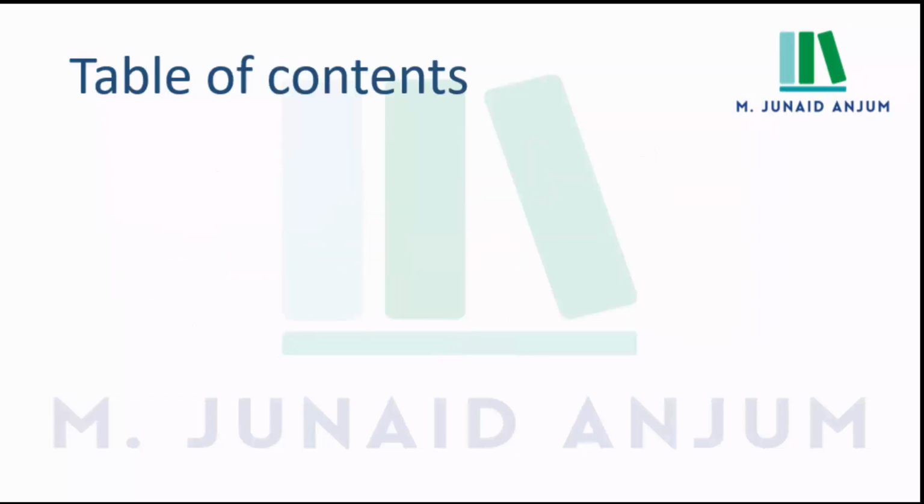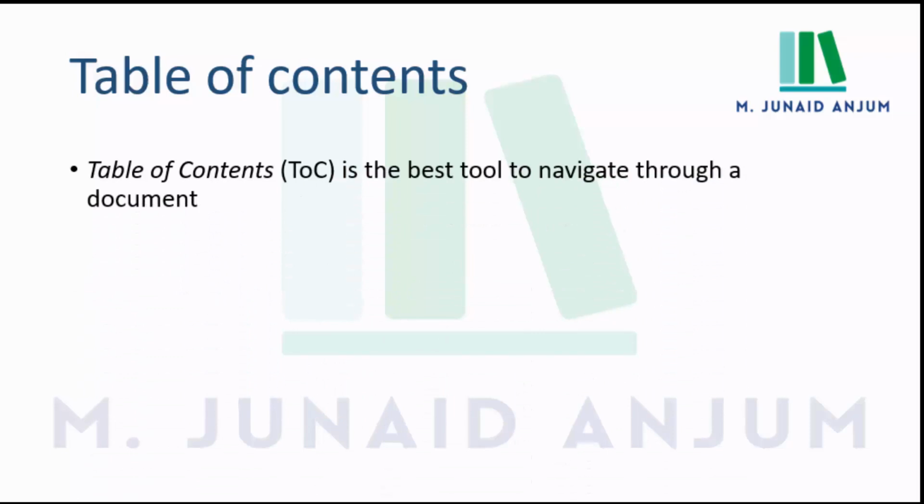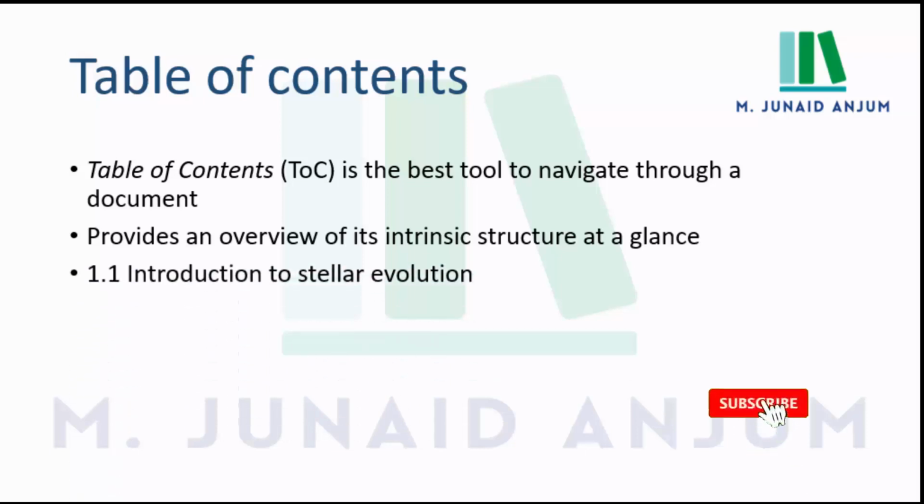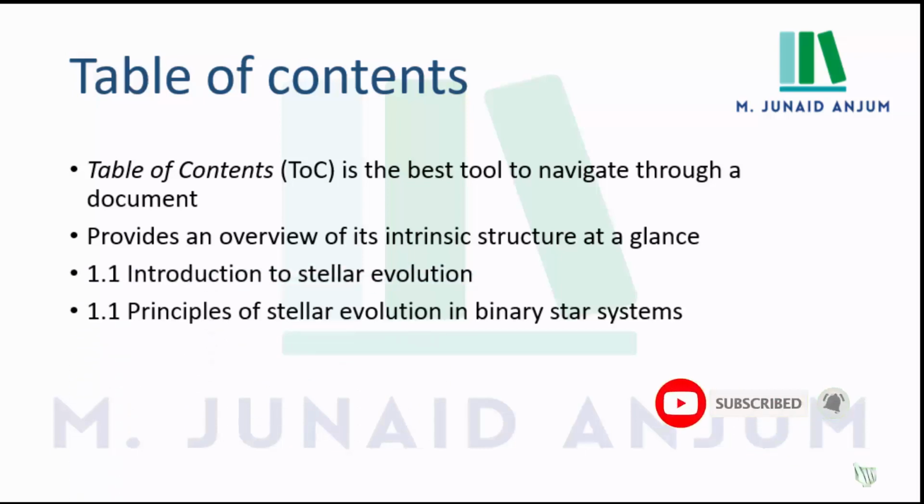The next thing is the table of contents. The table of contents is the appropriate tool to navigate through the document, and it provides an overview of the intrinsic structure at a glance. People can see what you are talking about in your whole article by just referring to the headings of your article. It can be presented like this, where you can see 1.1 as a main heading. You can also give the main heading like this.